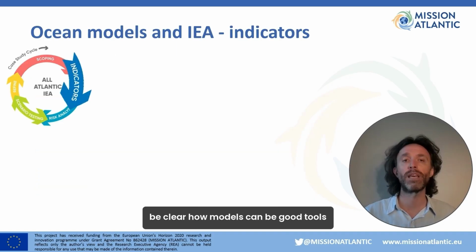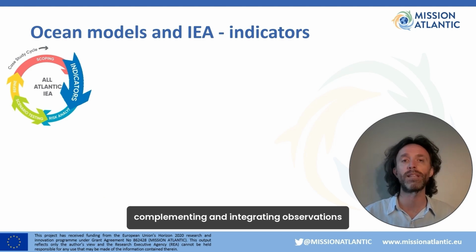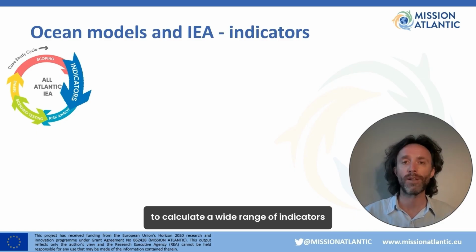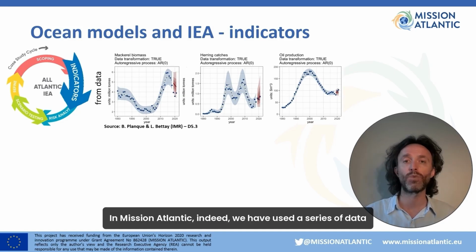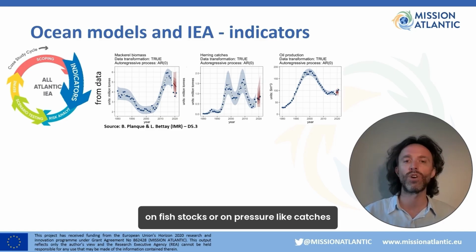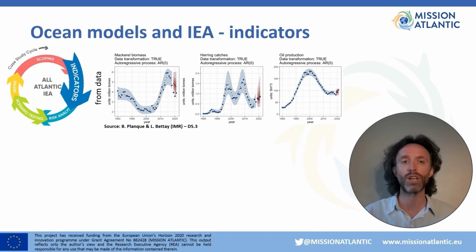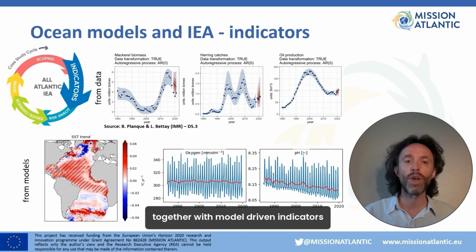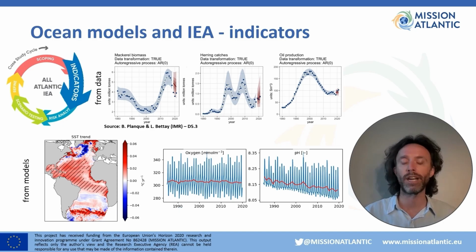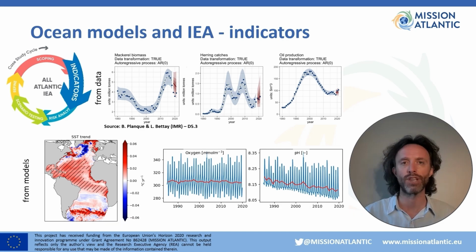It should by now be clear how models can be a good tool to use either in isolation or, even better, complementing and integrating observation to calculate a wide range of indicators that are needed in the IEA process. In Mission Atlantic, indeed, we have used a series of data-driven indicators like the one shown here on fish stocks, or on pressure like catches, or on activity like oil extraction, together with model-driven indicators like this set of examples for climate indicators like temperature, oxygen, and pH.